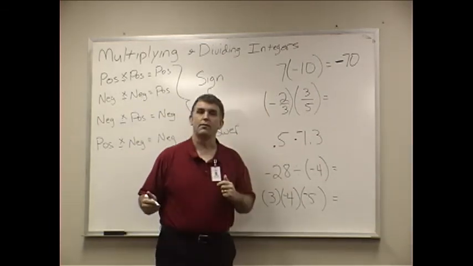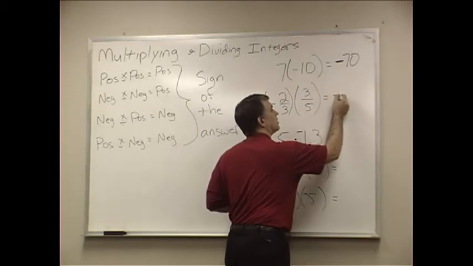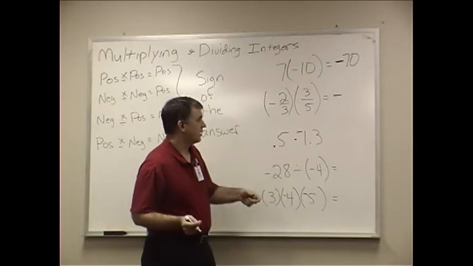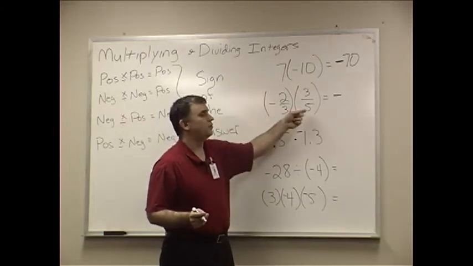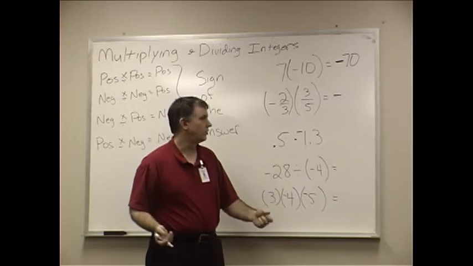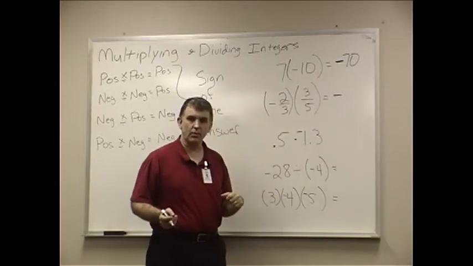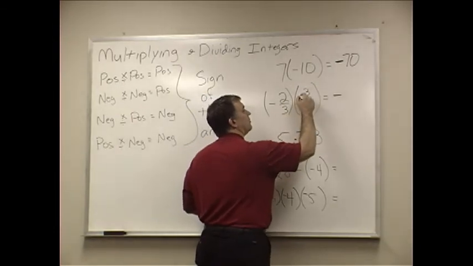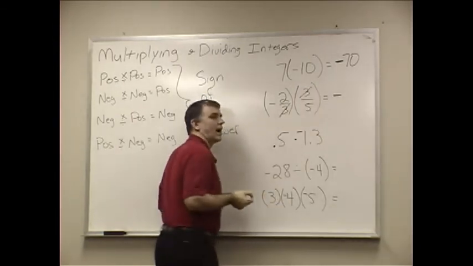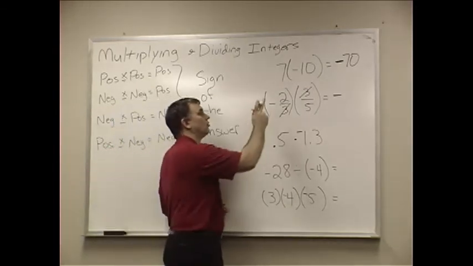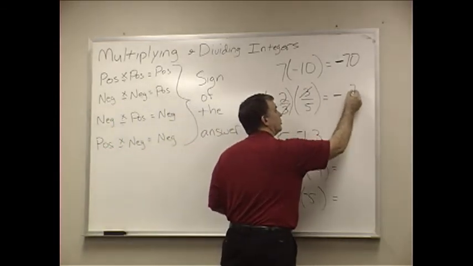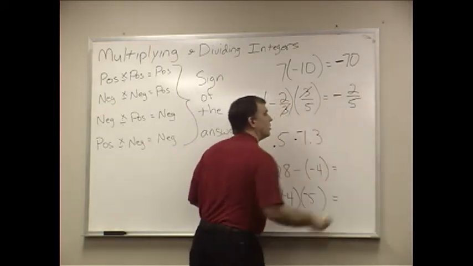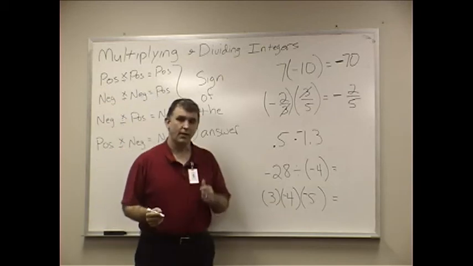Now, we have to do the fraction arithmetic. Don't forget with fractions to see if things can cancel. Can anything cancel with the 2 from the top and the bottom? The answer is no. Can anything cancel with the 3 on the top and bottom? The answer is yes. Both of these can be divided by 3. They cancel out and they turn into 1s. So 2 times 1 is 2. 1 times 5 is 5. So the answer there is negative 2/5.